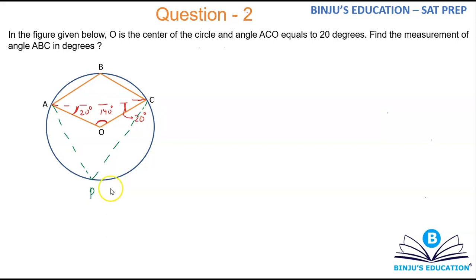So the same chord is going to make an angle of 140 by 2, which is basically 70 degrees in the same segment of the circle, provided that the point lies on the circumference of the circle. So P and O lie in the same segment, P also lies on the circumference, which means APC is 70 degrees. Now if you observe carefully, you'll realize that ABCP is a cyclic quadrilateral, which means B plus P is 180, and which means angle B will be equal to 110 degrees.